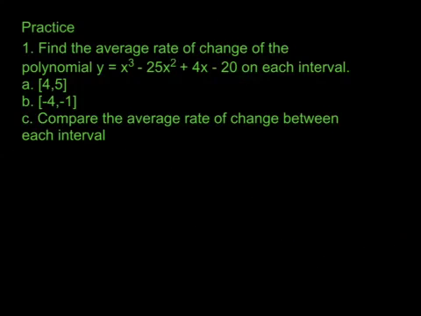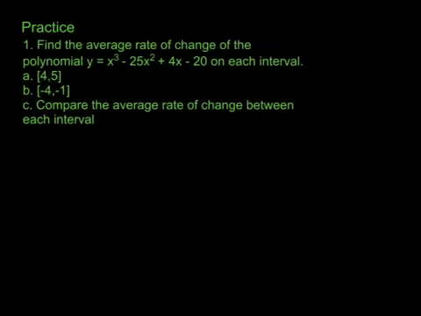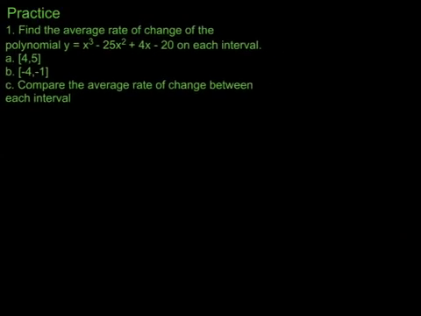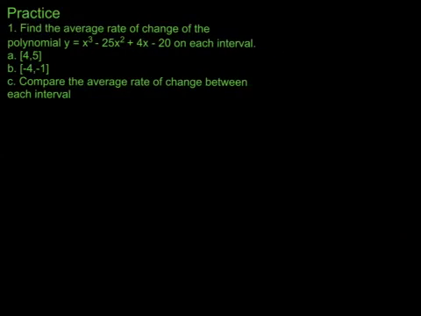Alright, so now we're going to do an example where we can apply our definition for the average rate of change. And the question says, find the average rate of change of the polynomial y equals x cubed minus 25x squared plus 4x minus 20 on each interval. And the two intervals they give me are 4 to 5 and negative 4 to negative 1. I first want you to think about what is meant by the question. Maybe draw a quick little sketch for yourself, and when you think you have a good idea of what the question is asking, go ahead and press play again.